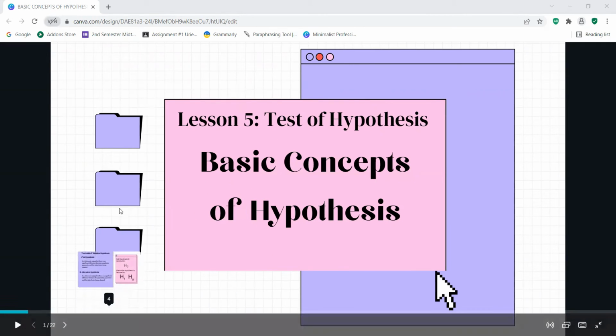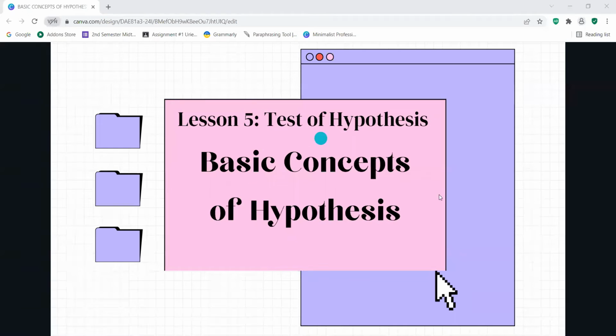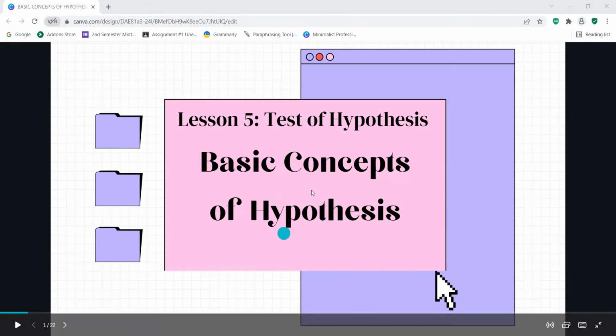Good morning, everyone, and today we will report about the basic concepts of hypothesis, Lesson 5, Test of Hypothesis.